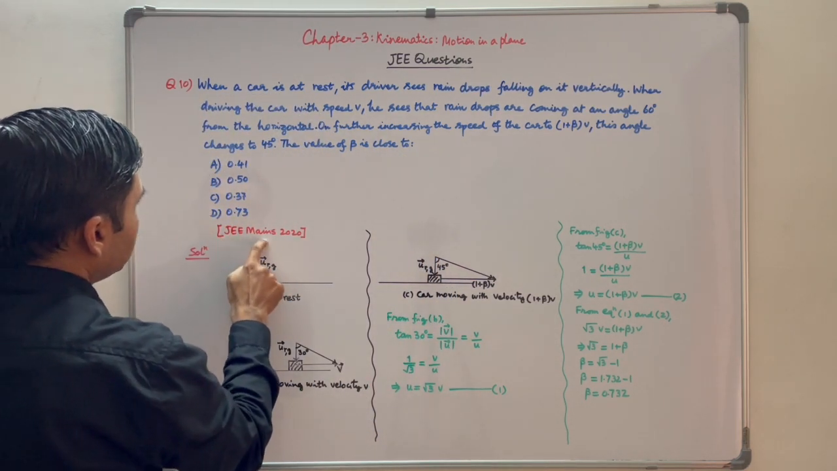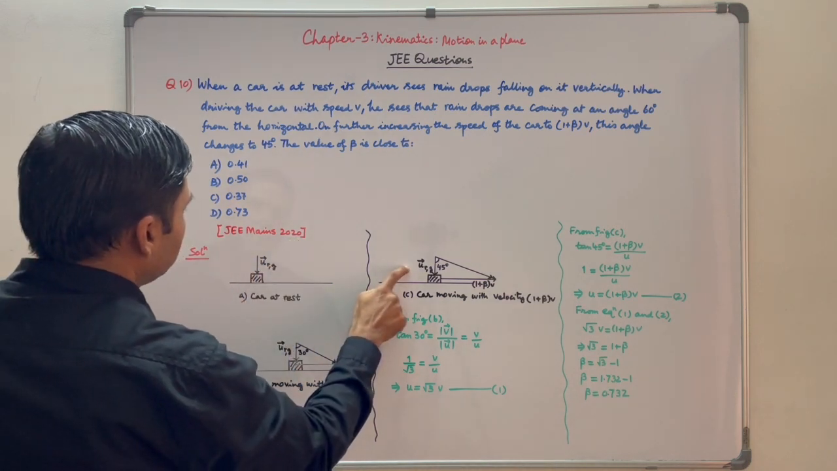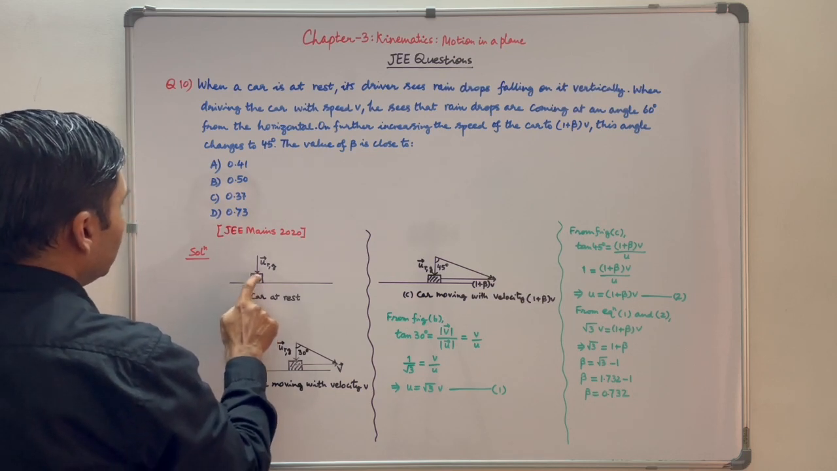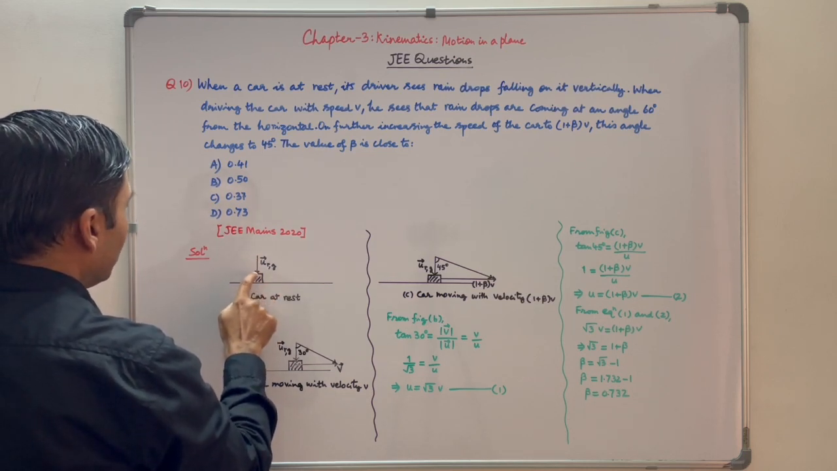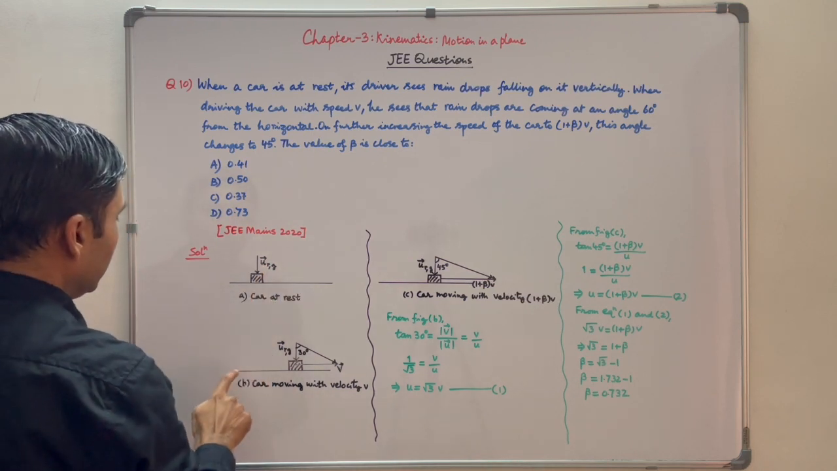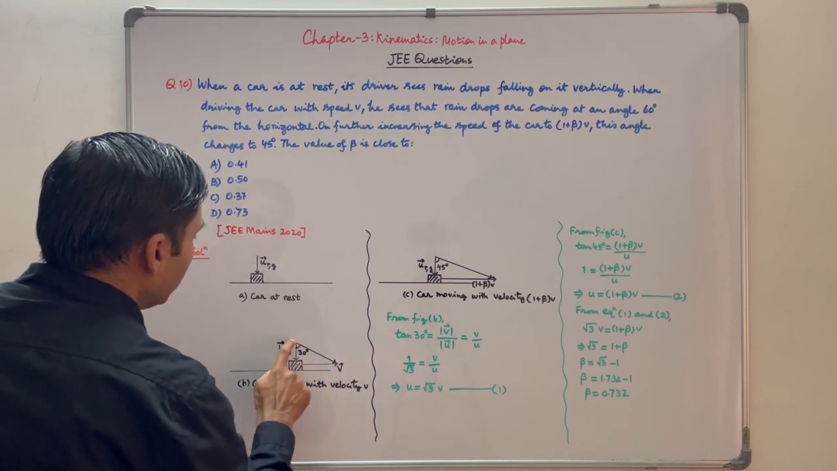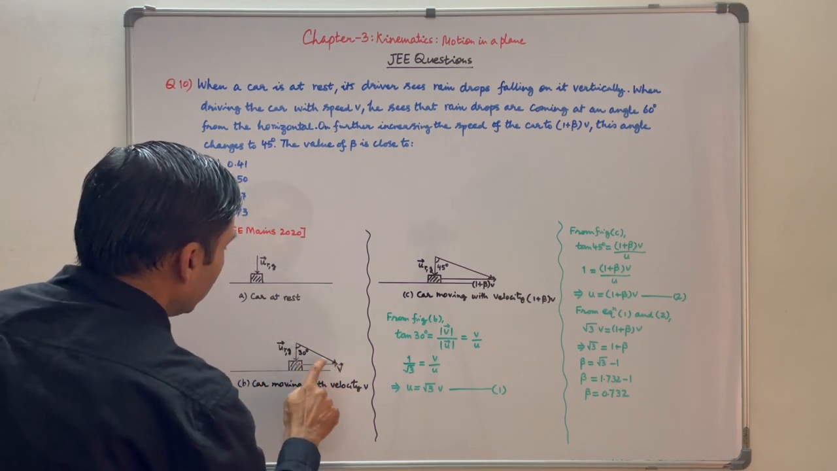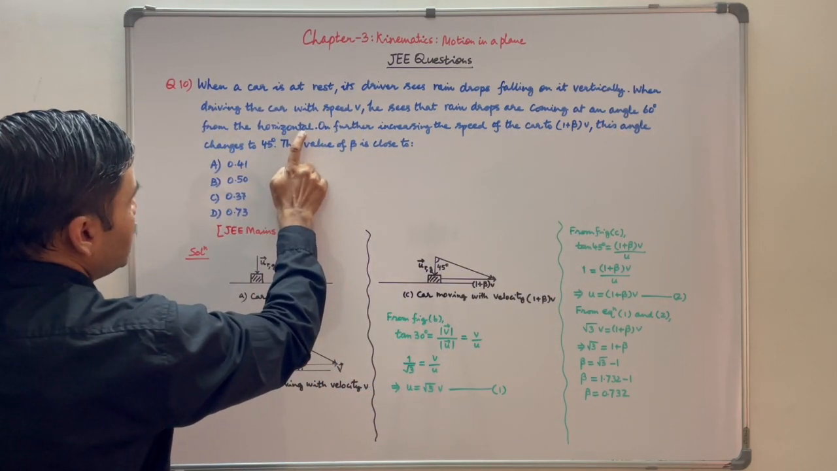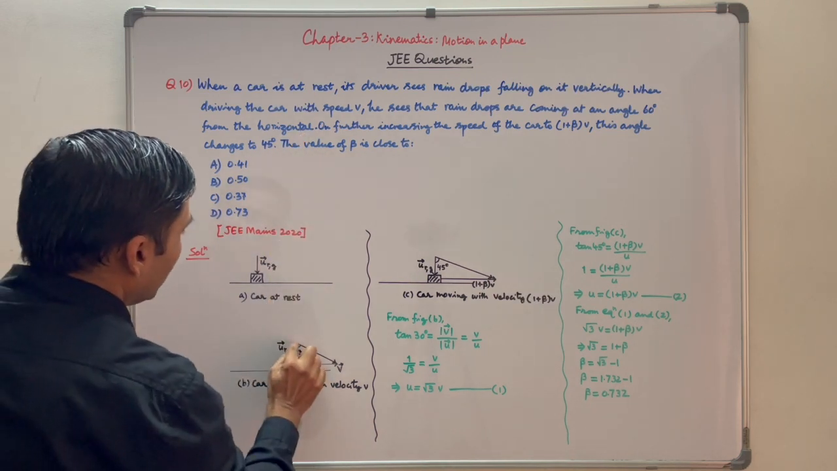This question appeared in JEE Mains 2020. I have made three figures to describe the scenario. In figure 1, car is at rest. Raindrops are falling on it vertically. Let's say velocity of raindrops is U. In second figure, car is moving with velocity V. Now raindrops appear to fall on it at an angle of 60 degree from the horizontal. That means 90 minus 60, that is 30 degrees from vertical.